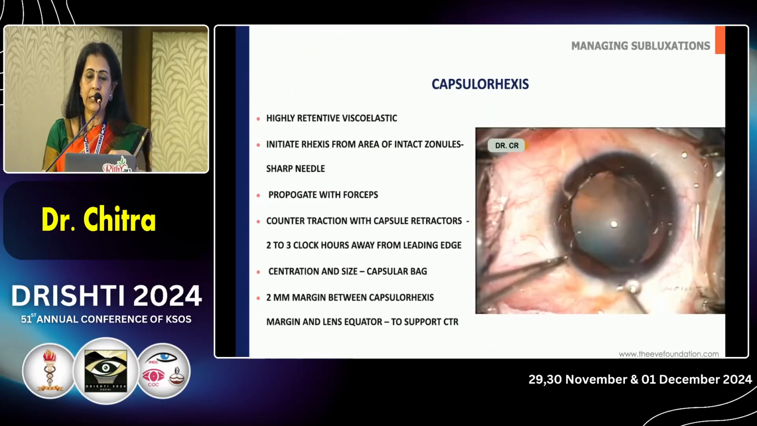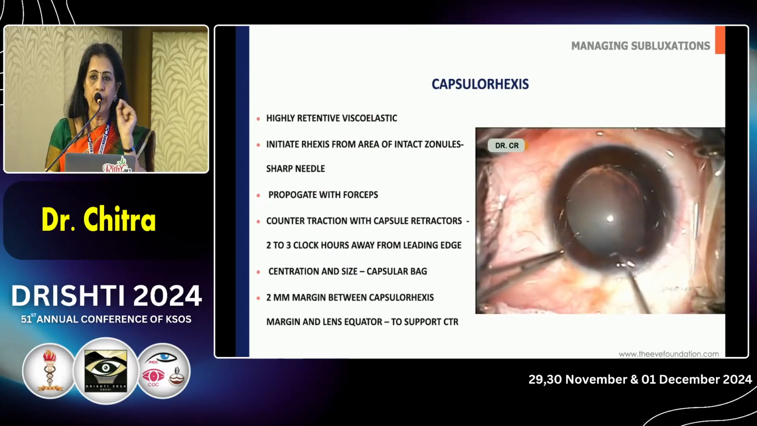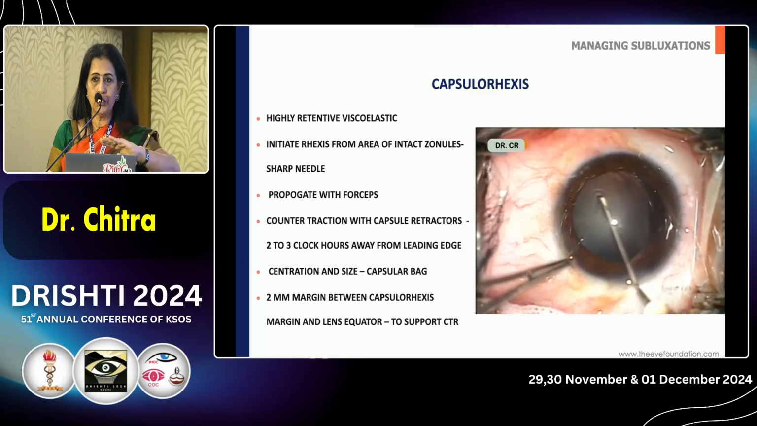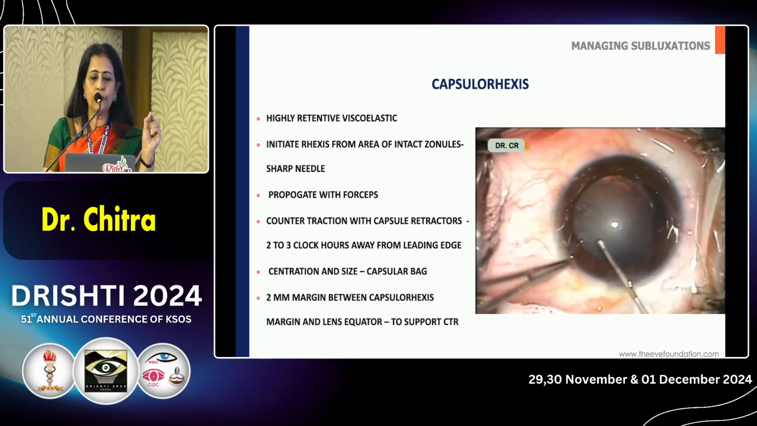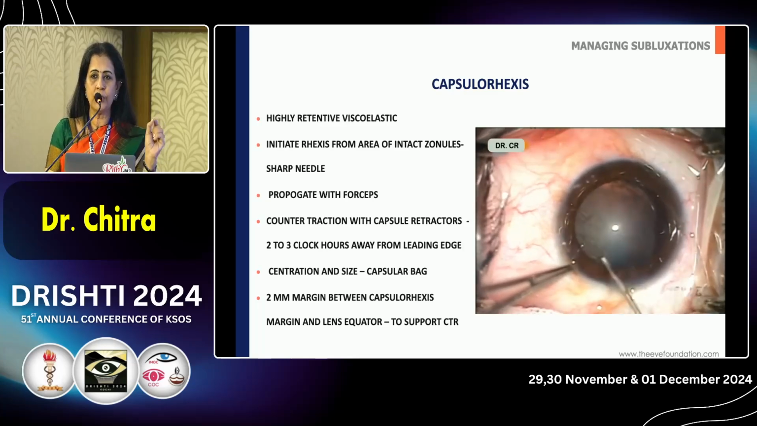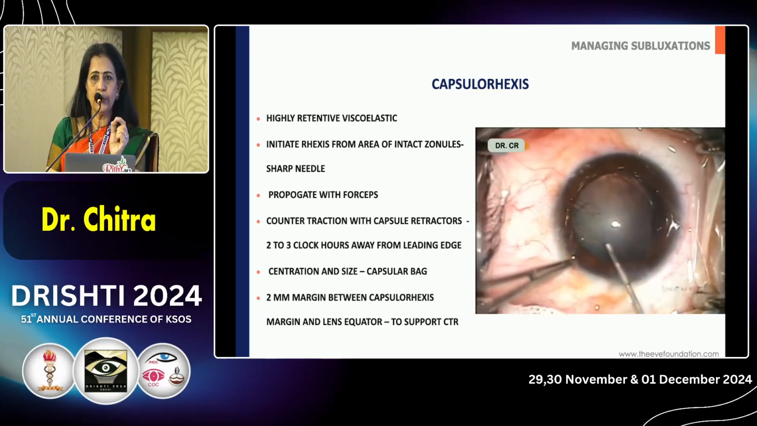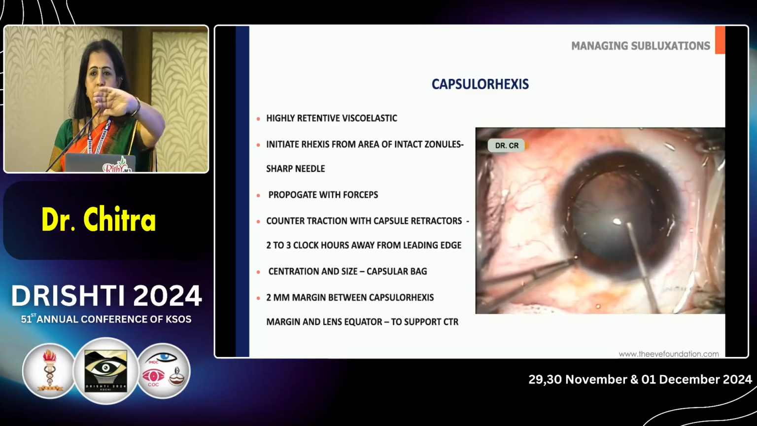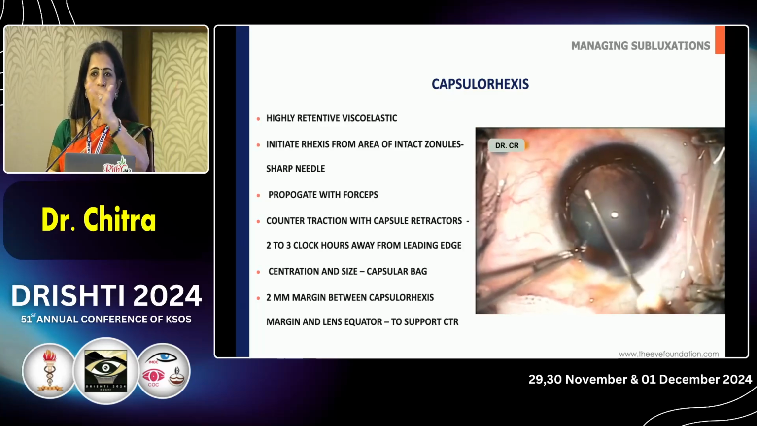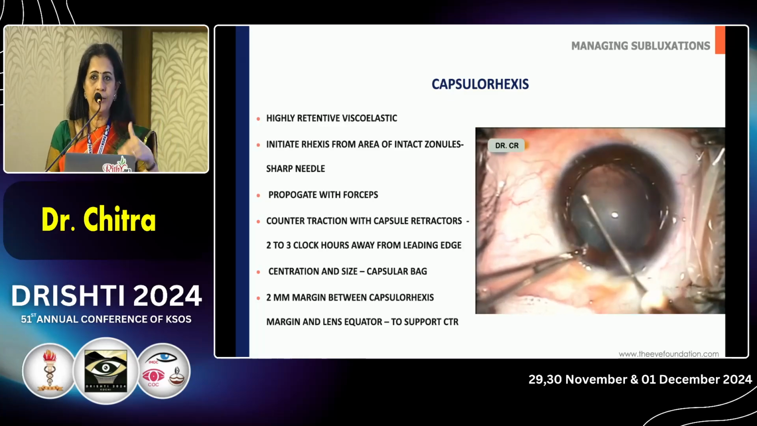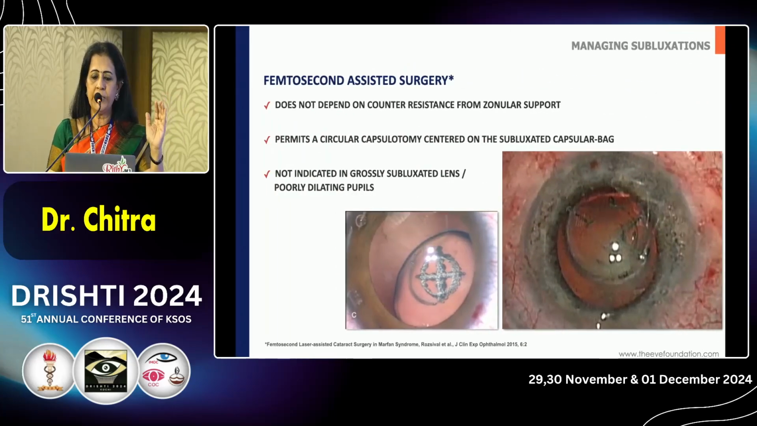As far as creating the rhexis, a highly retentive viscoelastic should be placed so as to flatten the dome of the lens. Initiate the rhexis from the area of intact zonules. You can start the rhexis with the needle. After some distance, place the capsular hook and then go along. Leave the margin of the rhexis so that there is enough capsular fornix to place the ring.